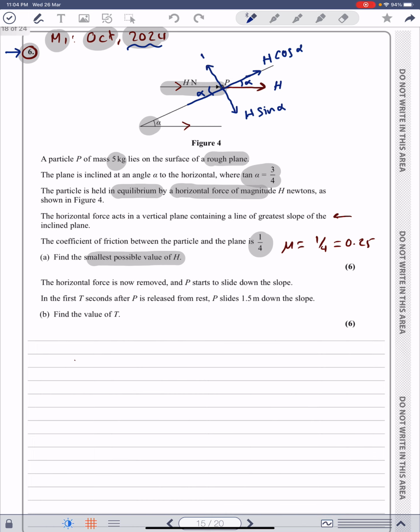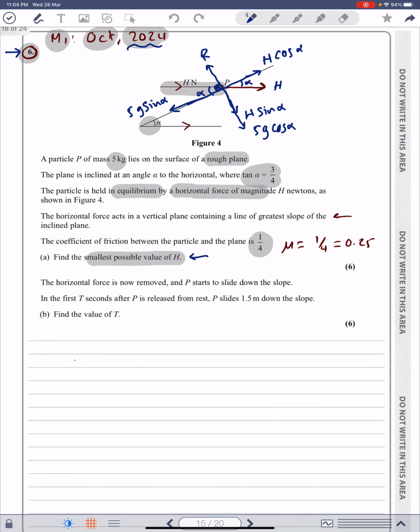Of course, R is always perpendicular to the plane. The weight needs to be resolved, which is 5g. Remember, the perpendicular component is 5g cosine alpha, and parallel to the plane is 5g sine alpha.